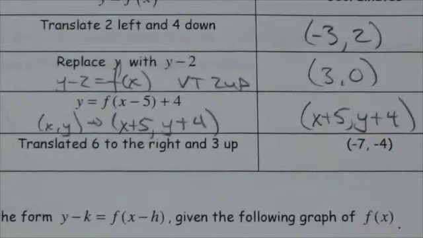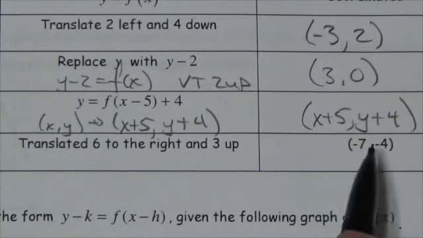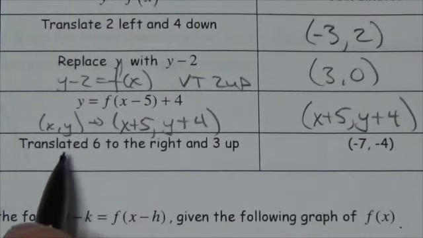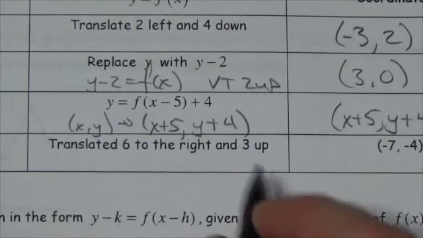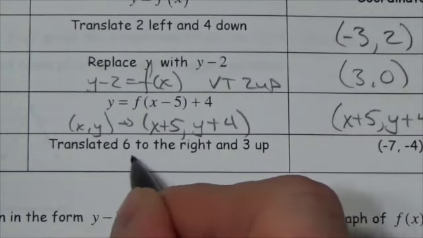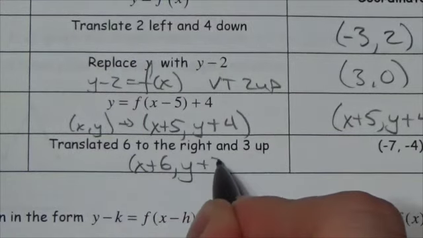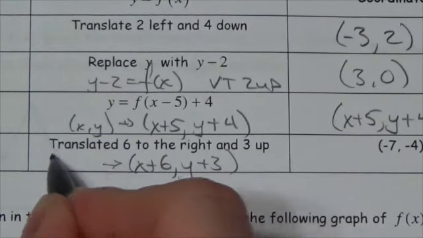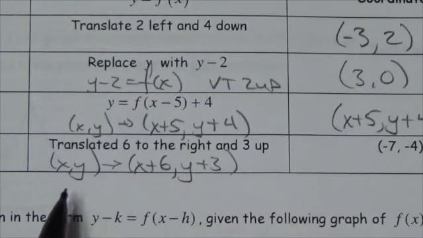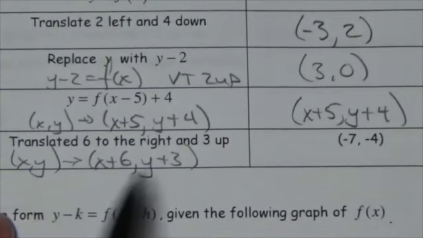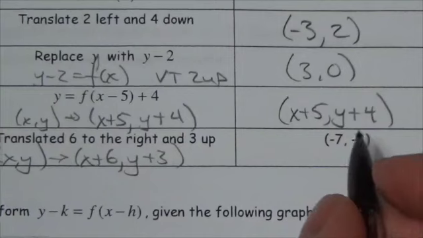Now this last question is an interesting one because we're given the image point and I'm asked to go backwards. Now notice what this is saying. It says translated 6 to the right. So 6 to the right would look like this, x plus 6, and 3 up would look like this. Now that is coming at it from our original point.